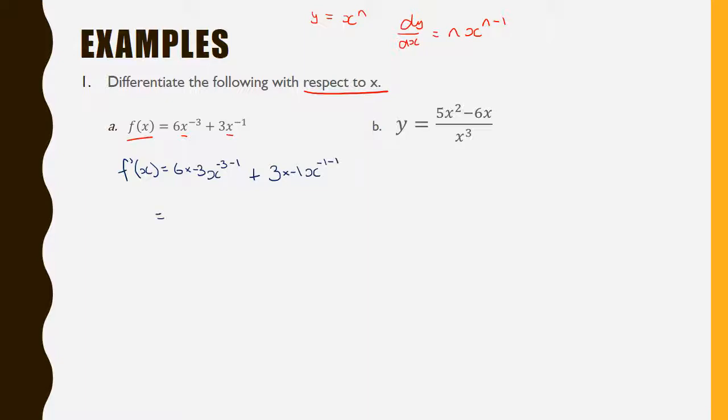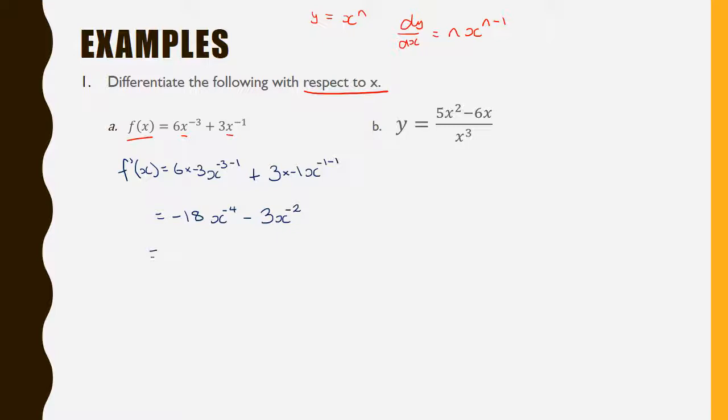If we simplify this, 6 times negative 3 gives me negative 18. X to the power of negative 3 minus 1 is negative 4. For the second term, 3 times negative 1 is negative 3. X to the power of negative 1 minus 1 is negative 2. Now please be careful when you're doing this. You can, if you would like, skip the first step and go straight to the second. This is a completely acceptable answer.